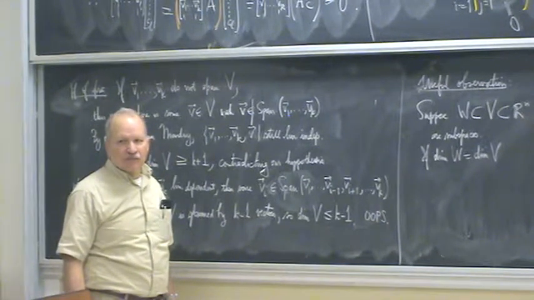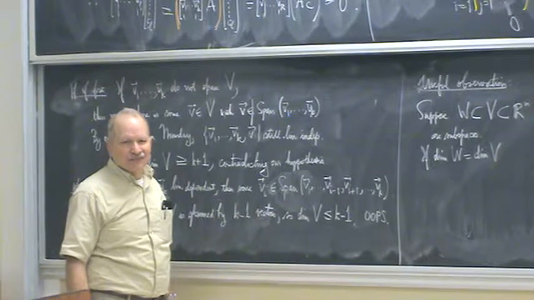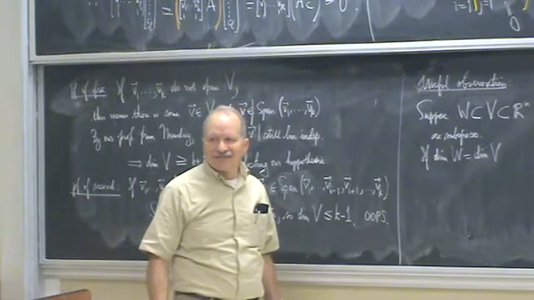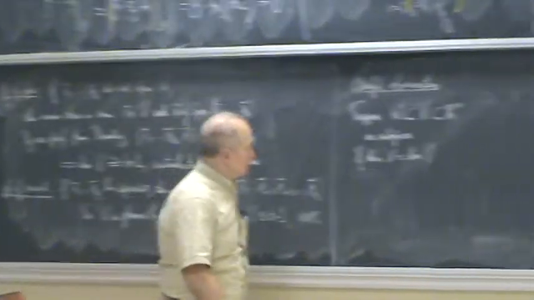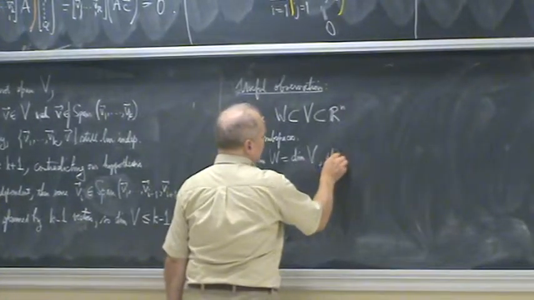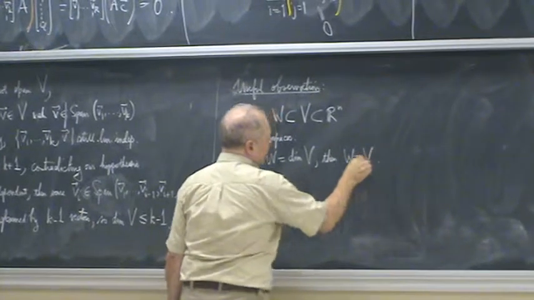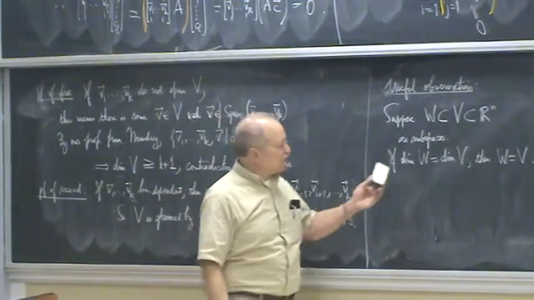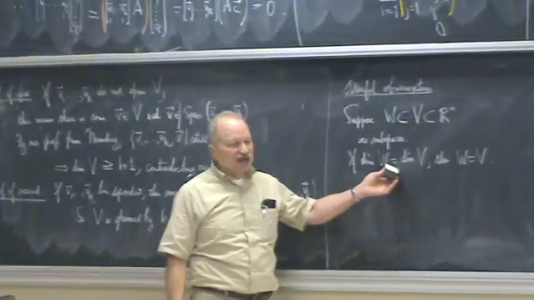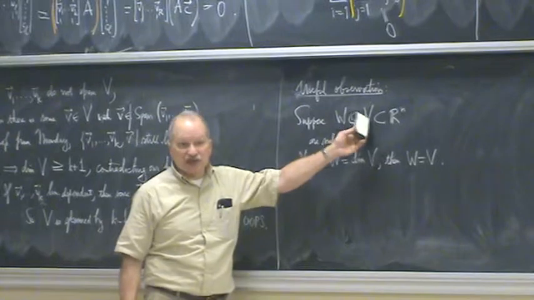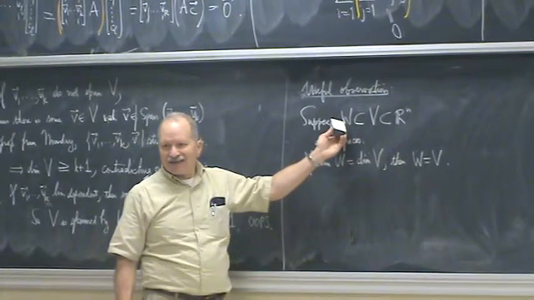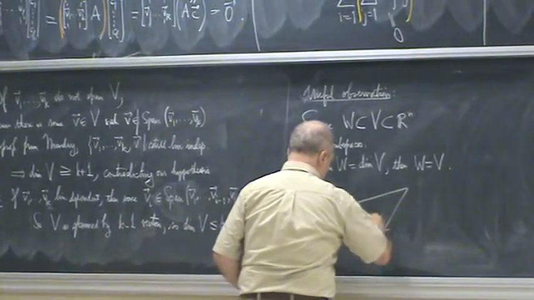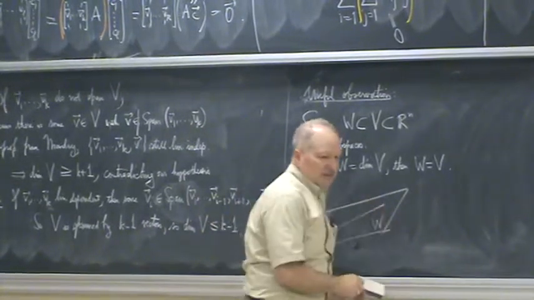They're the same set. The basis of one is the basis of the other. Yeah. How should you understand this? Well, you should understand this by saying if W were actually a proper subset of V, there would have to be somebody in V that was not in W.